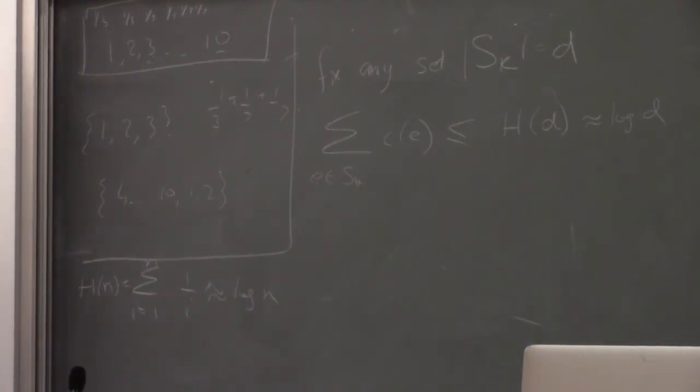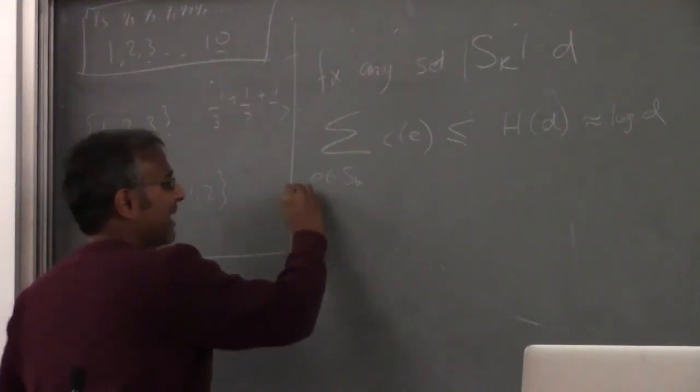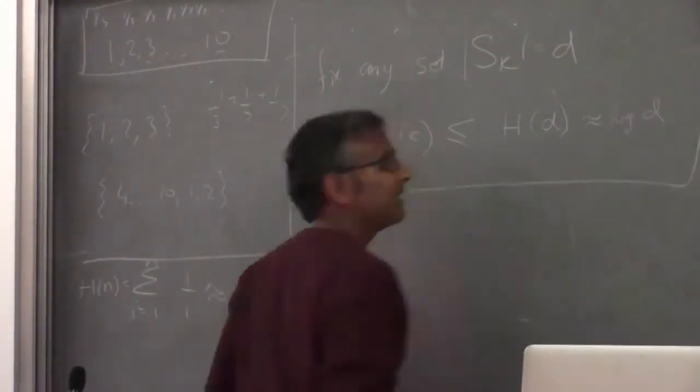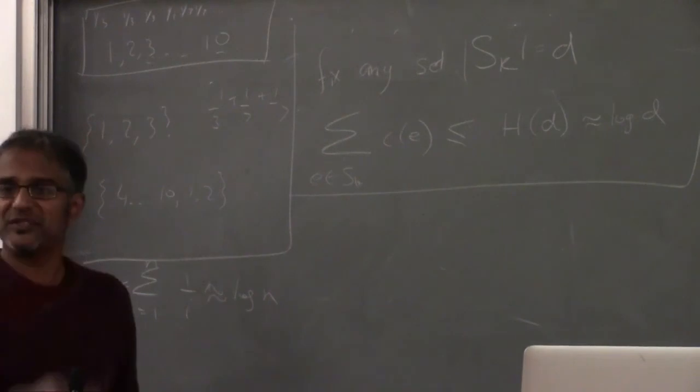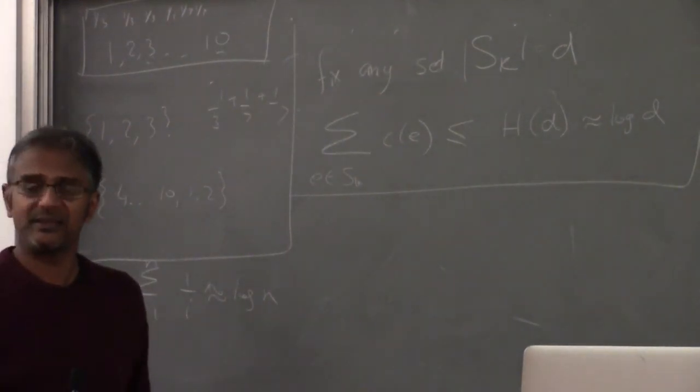So suppose this is all true. I'm not going to prove this just yet. Just hold on for a second and say, suppose this in fact is true. Then look at the optimal solution. What is the optimal solution? It's some collection of sets. I don't know what they are. It's some collection of sets.